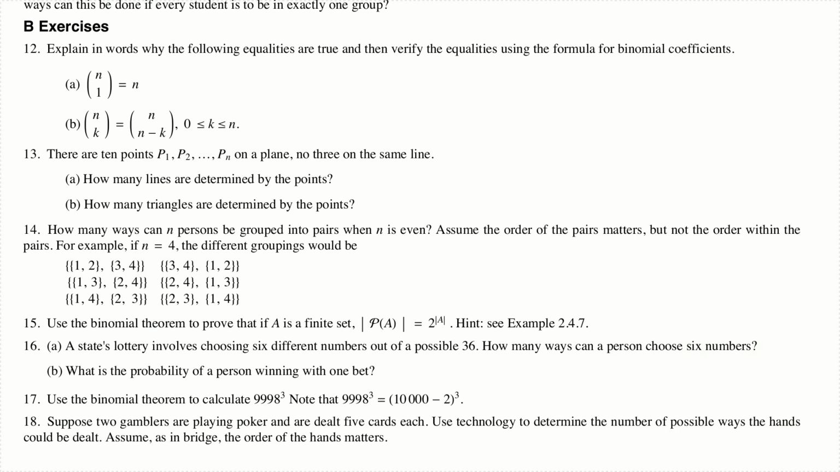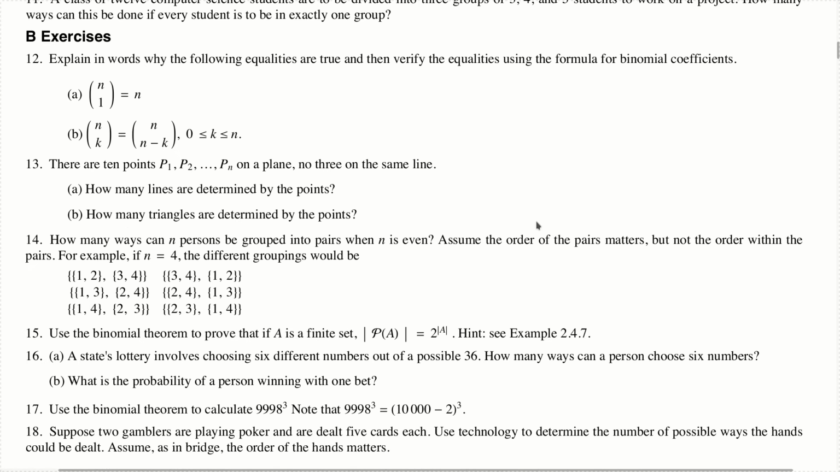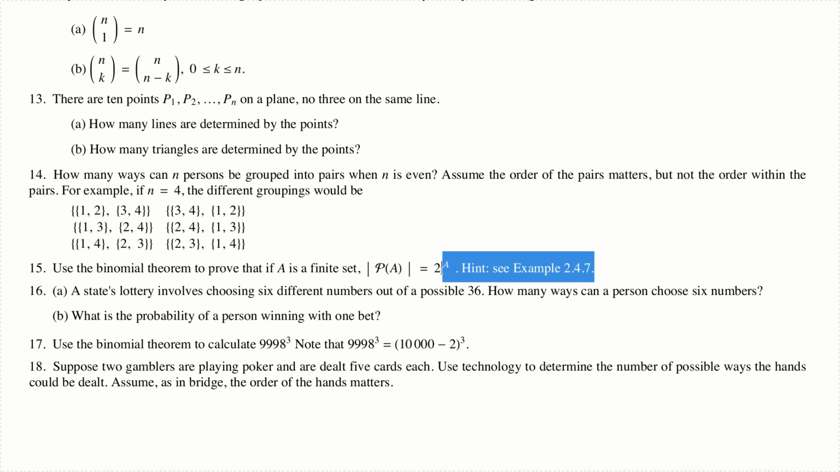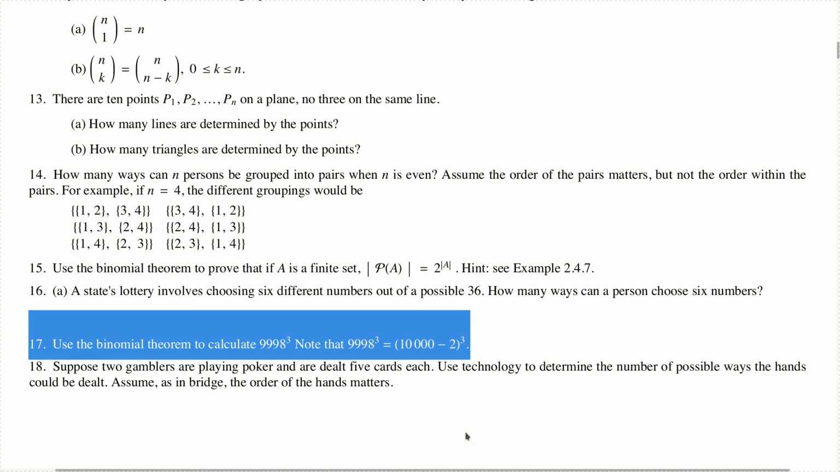So that's what most of this section 4 stuff was about. In this part was the binomial theorem. And there's all kinds of good things, like proving that the size of the power set of A is 2 raised to the size of A, and that will pop out as well. Or calculating strange exponents of big numbers.